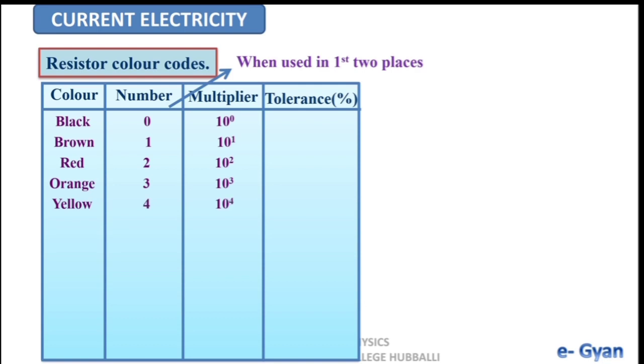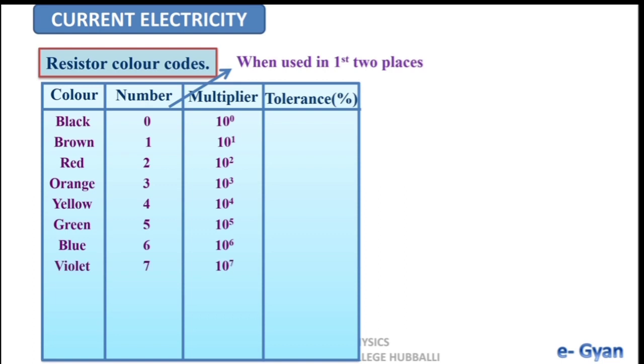Fifth color yellow, number given is 4, multiplier is 10 to the power of 4. Sixth color green, number is 5, multiplier is 10 to the power of 5. Seventh color blue, number is 6, multiplier is 10 to the power of 6.